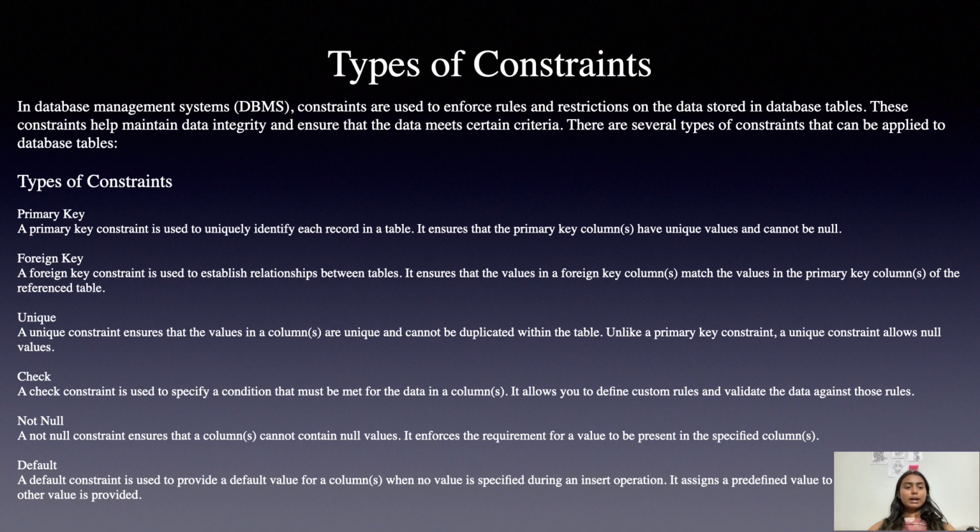Types of constraints. In a database management system, constraints are used to enforce rules and restrictions on data stored in database tables. These constraints help maintain data integrity and ensure that the data meets certain criteria. There are several types of constraints that can be applied to database tables.